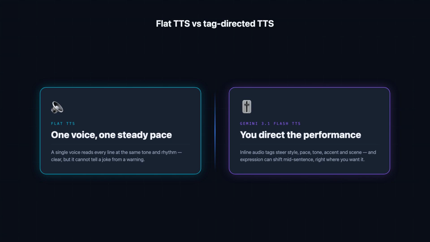You mark the text with inline audio tags for style, pace, tone, accent, even scene direction and character, and Gemini 3.1 Flash TTS interprets them as it speaks. Google reports you can adjust expression mid-sentence, so one line can shift from calm to urgent right where you want it. The words stay yours. The delivery becomes yours too.